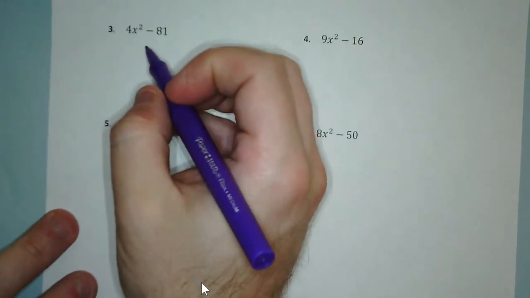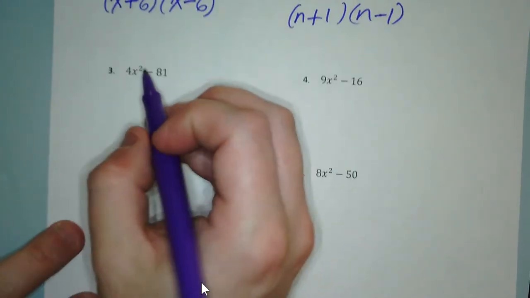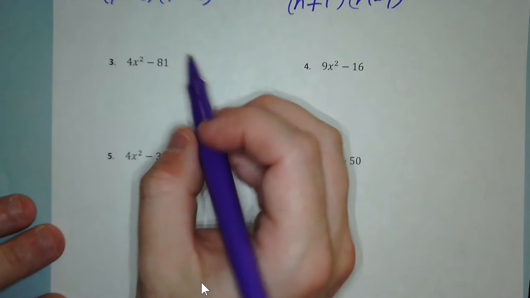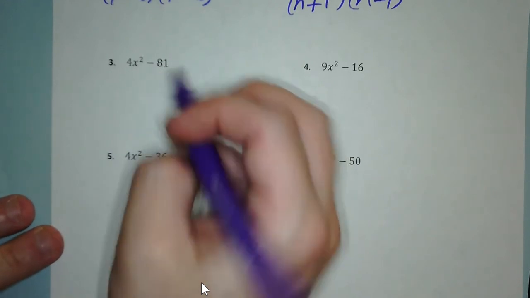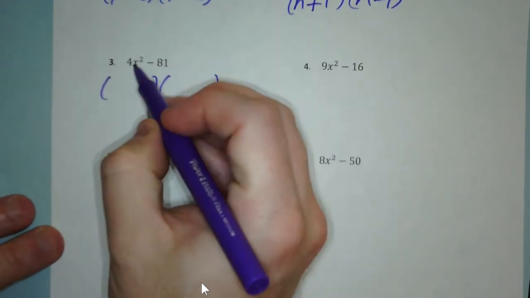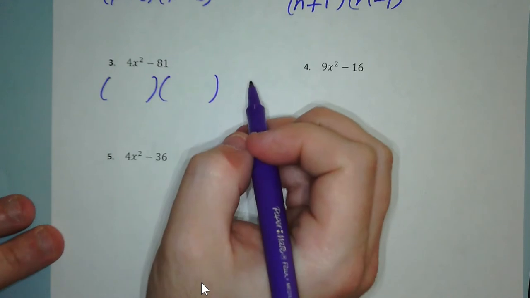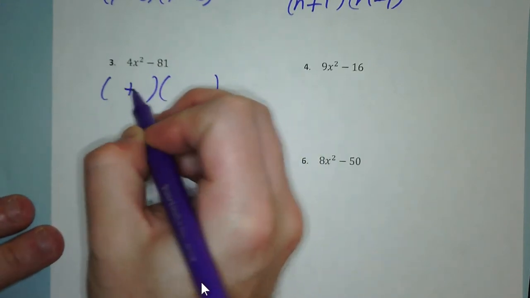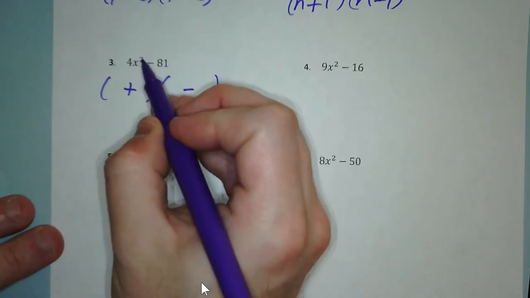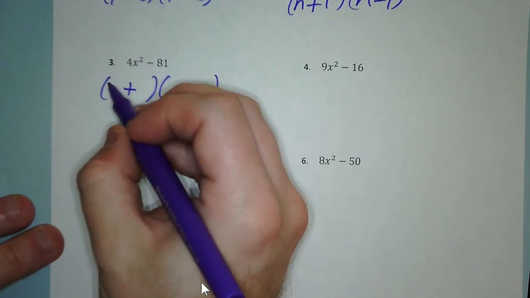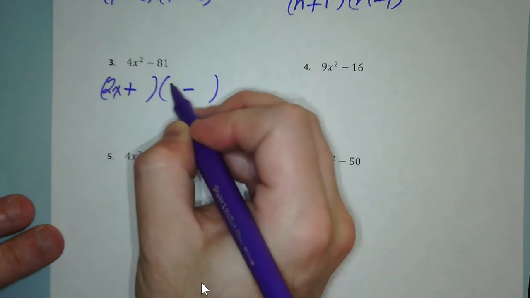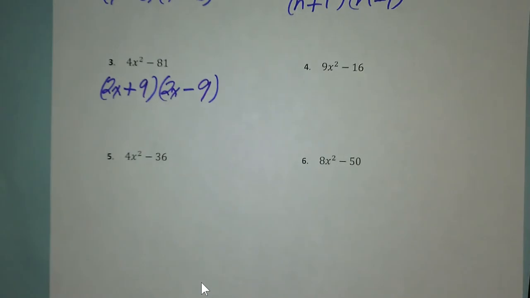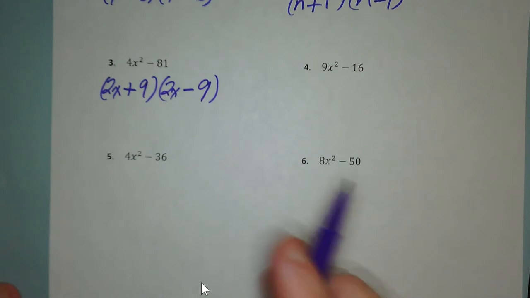Let's see here. Connor, is there a GCF to 4x squared minus 81? Because we always check for a GCF, Connor. Is there one? Not that I found. Good. So do you think 4x squared and 81 are both perfect squares, Connor? Yes. What's the square root of 4x squared, Connor? 2x. Very good. How about 81? 9. So guess what, people? It's that quick and simple as long as you know what you're doing.